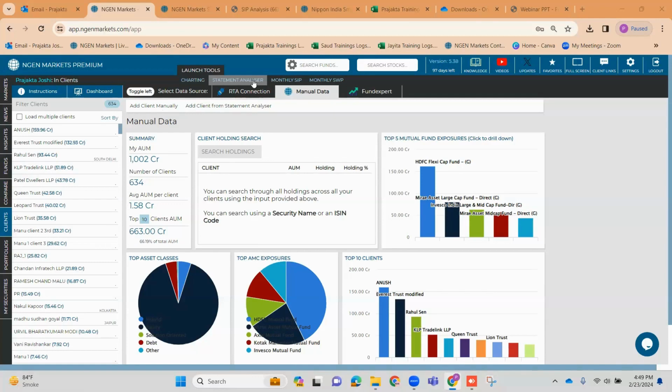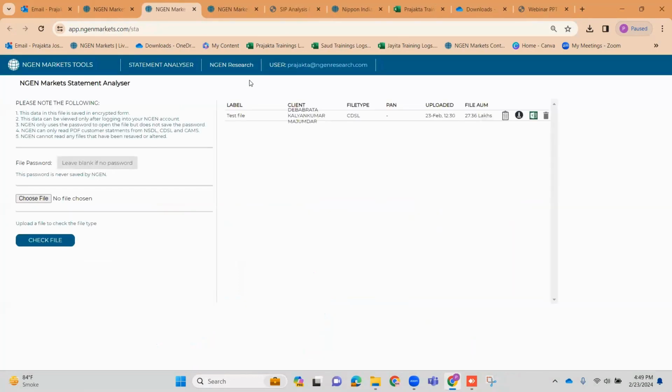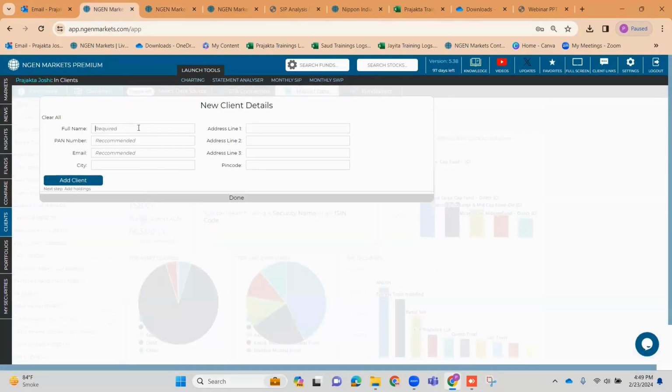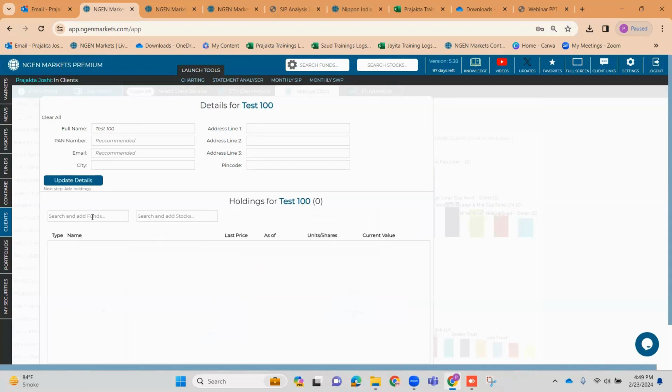The second way is directly using the statement analyzer tool. Do I have to write the fund name, the value, and NAV manually? Let me show one way of doing that. I've clicked on add client manually and put in a name. This is test 100, the name of the client. I click on add client. Then whichever funds you want to add, you can add right there. Just type in the name of the fund.